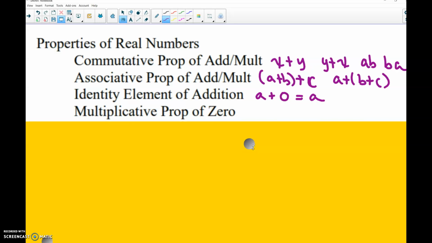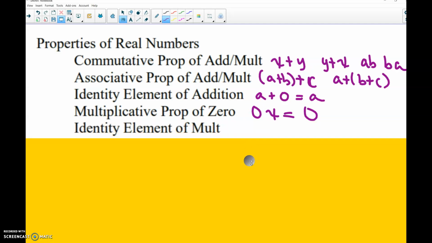Multiplicative property of 0, if you multiply anything by 0, what is the answer? If you said 0, you are correct. So 0 times x results in your answer being 0. The identity element of multiplication. So if you added 0 to anything and it stayed the same, what could you multiply by any number in order for it to stay the same? So the multiplicative identity. That one would be 1. So 1 times anything, 1 times A would result in A being the answer. If at any point I'm going fast, you may hit pause to catch up and write down the properties and the example next to them.